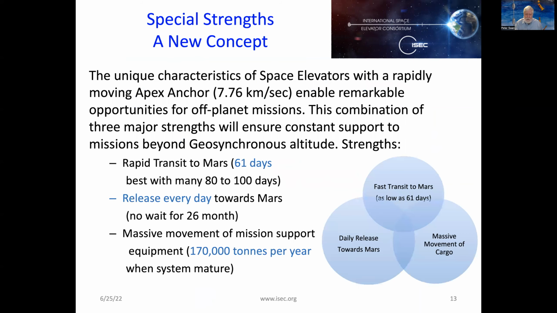That's the type of velocities we're talking about. Remarkable. Okay, we did a great study with Arizona State University and came to some conclusions, but the one with respect to Mars was brilliant. We can go every day to Mars. Remember, rockets have to wait every 26 months to get a planet alignment. We can go as fast as 61 days. Well, some trips, they're not aligned quite right, so it's 400 days.